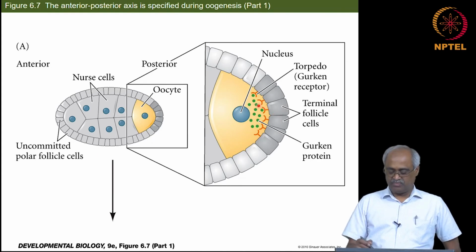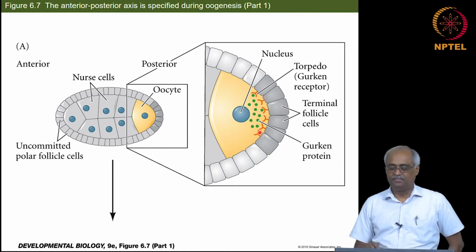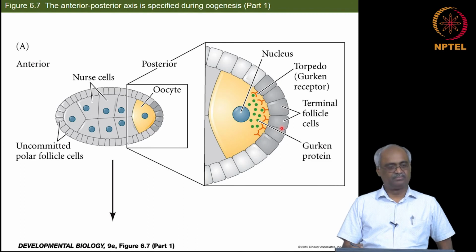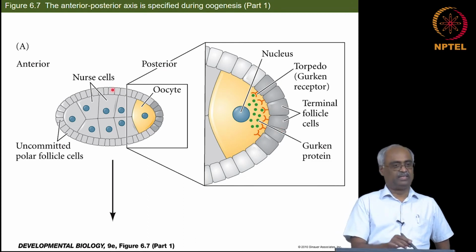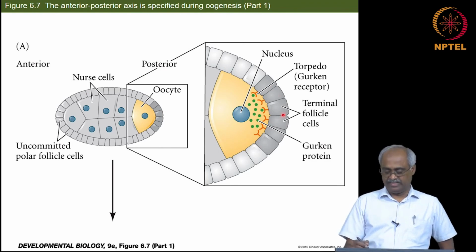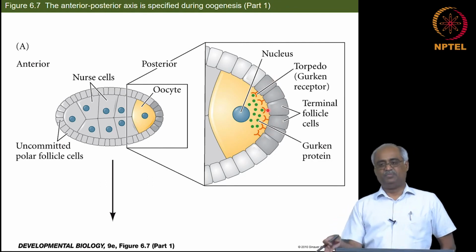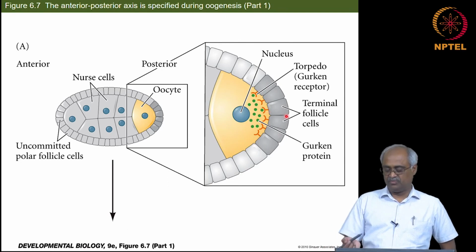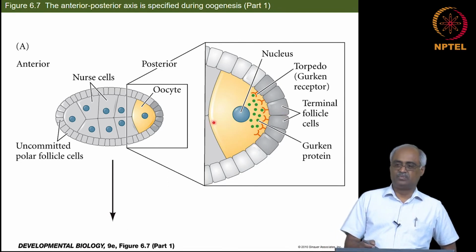So, the gurken protein made here is received by a receptor on these follicles called the torpedo receptor, and that signaling ends up making them terminal follicle cells. Now, these cells are committed. Before this gurken-torpedo signaling, all these follicle cells are equal, but after this signal they have now specified into a certain developmental fate, which is that they become terminal follicle cells. Now, they are going to send signals back.